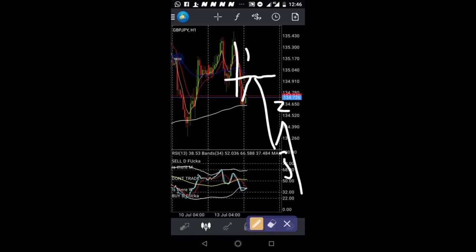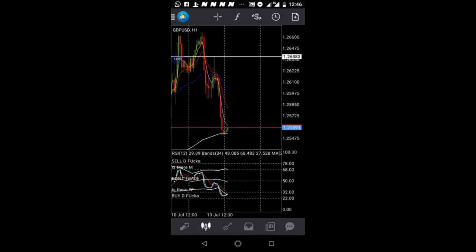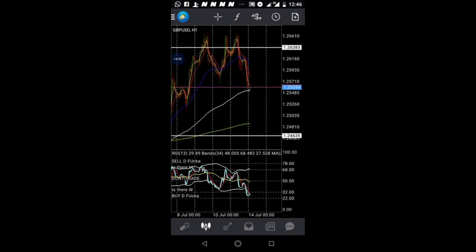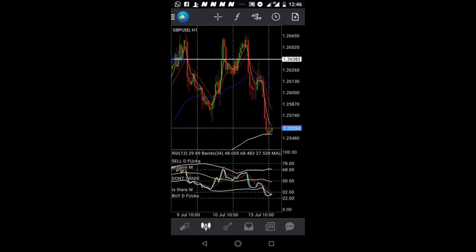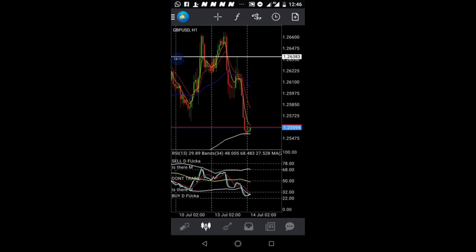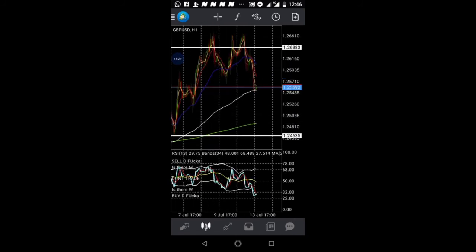Let's look at GBP USD. This GBP USD, you could see it kind of moved almost to ADR yesterday. So we had this guy move down. There was some sort of rejection and it came down to the 200 MA. You could see the big M over here, more like a triple top.